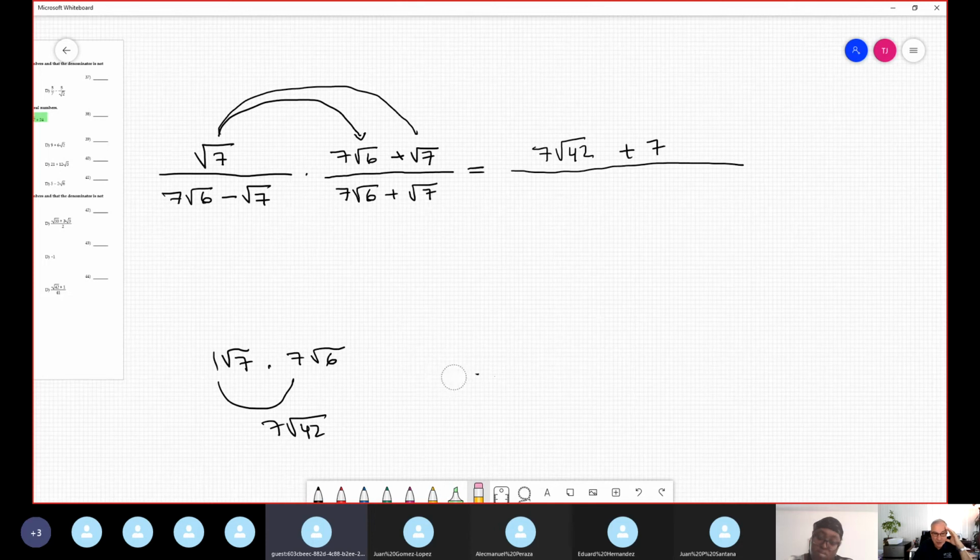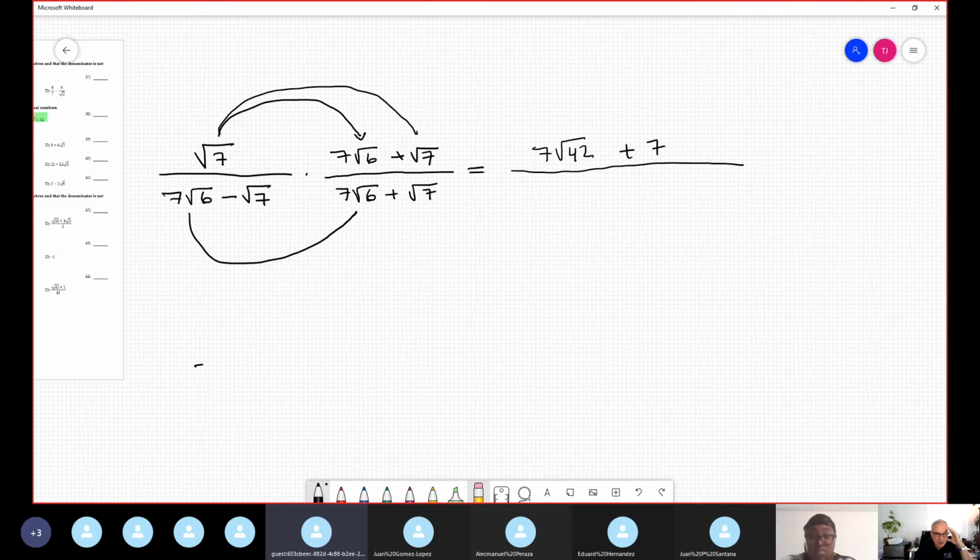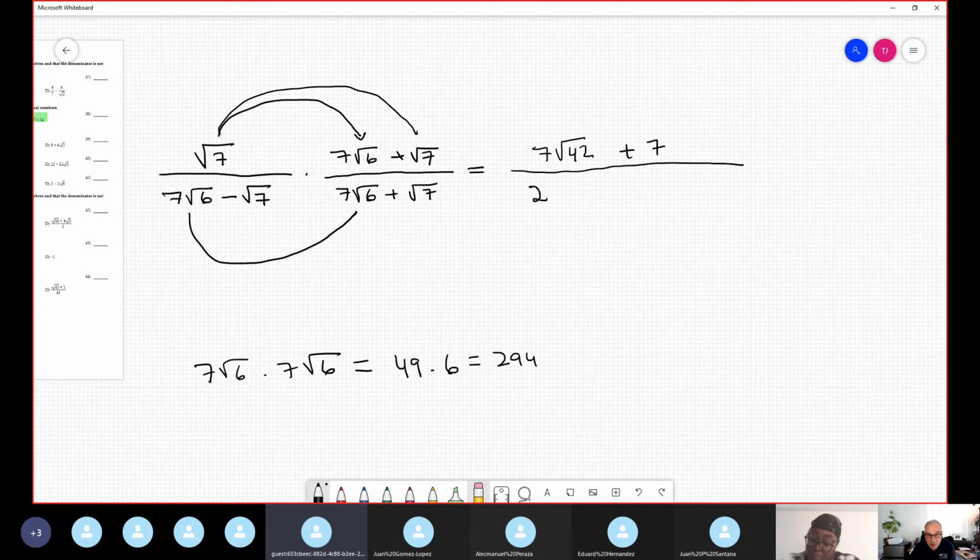Going on to the bottom. The bottom is the conjugate. And the conjugate, well, I apply foil again. It's this times this, be careful, is 7 radical 6 times 7 radical 6. 7 times 7 is 49. As radical 6 times radical 6 is 6. You put in the calculator, 49 times 6. Okay, 294. 294 was the first multiplication, foil.